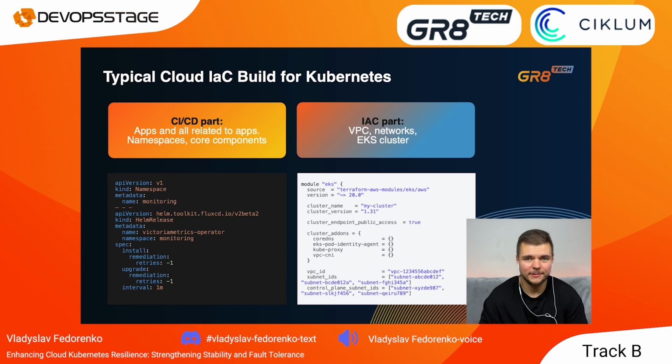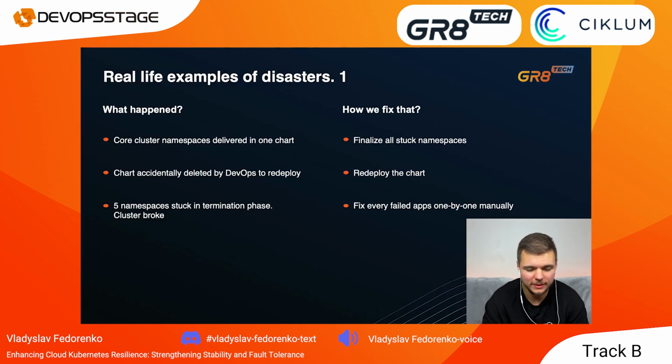So, what are the potential problems of this setup? Let's talk about some real-life experience, how we broke our Kubernetes cluster and how we fixed it. My first experience is when we had a lot of namespaces delivered in one infrastructure chart. One of the DevOps engineers wasn't able to fix this chart because it failed to deploy for some reason, some secret not found or something similar. And he thought that the best solution in this case was to completely delete the chart and redeploy it cleanly. What can go wrong, you can ask?